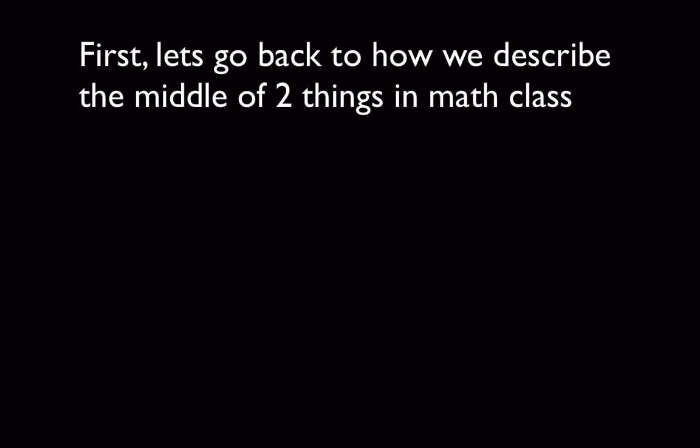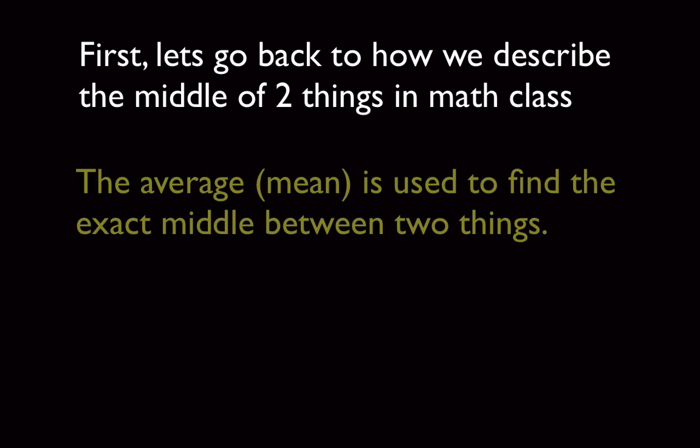So first off, let's think back to what we remember about finding the middle of two things in math class. I've heard people say median. Remember, median is, if you arrange them from lowest to biggest, the one that falls in the middle, which is kind of what we're looking for, but not really. What we're trying for is the thing exactly in between. And to do that, you use the mean, also known as the average. You add the two things together and you divide by 2.